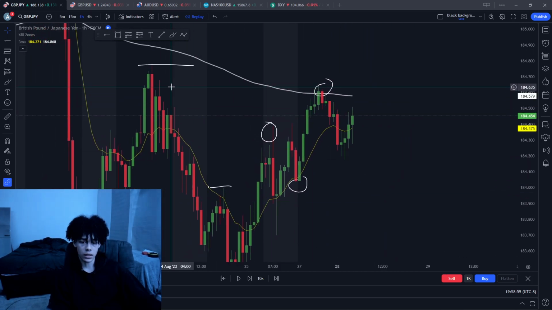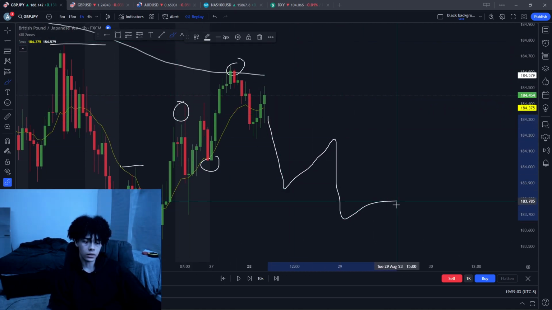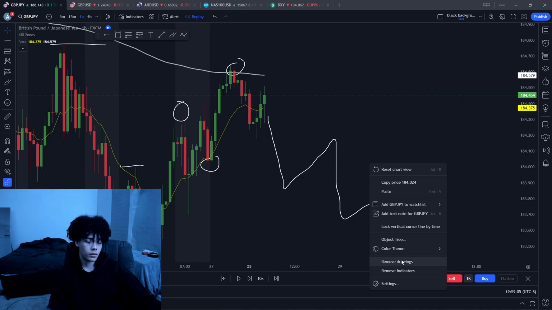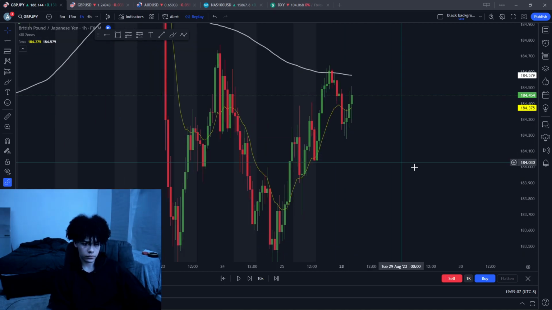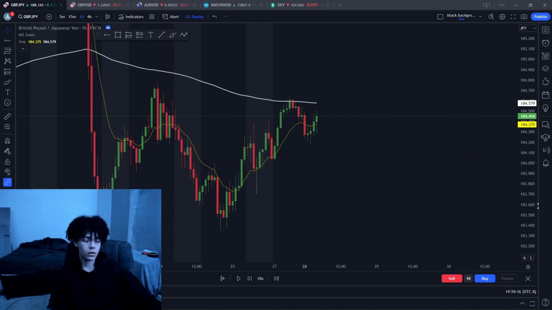We're in a major key level. The chances of this coming back down right now are pretty high. But at the same time, we are in a double bottom pattern, so the odds of a buy being in your favor are also good. So that's what I'm saying.